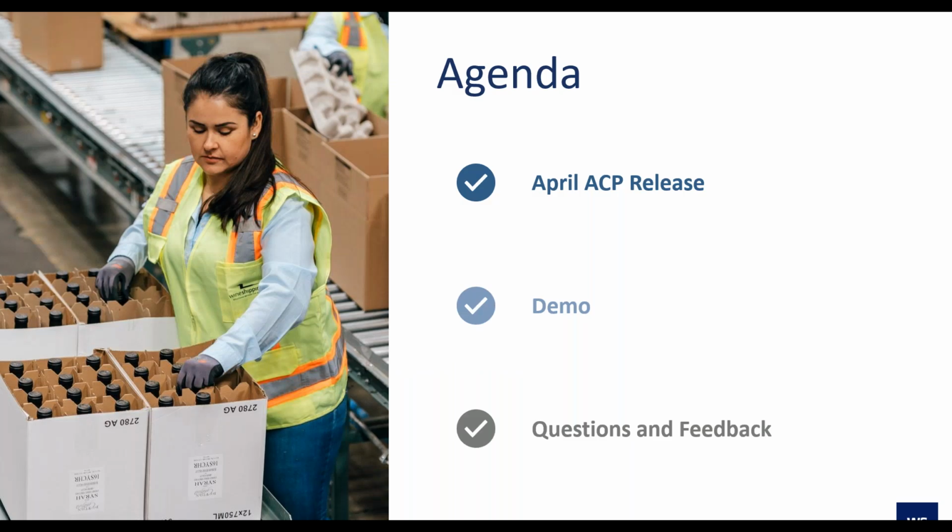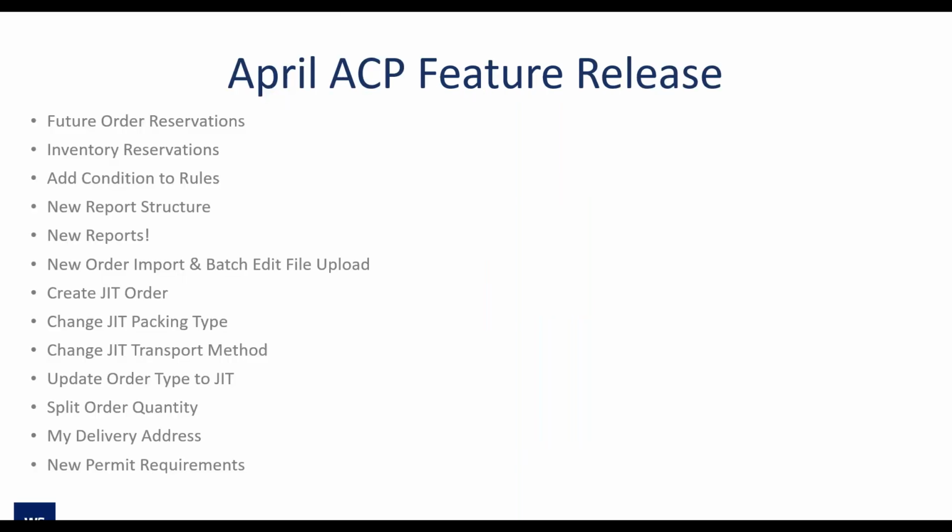So today's agenda, I'm going to review what we did in April. I'll do a demo, and we'll do some questions and feedback. There's a lot here. I'm going to be reviewing future order reservations, our inventory reservations, our rule center reports. If you use just in time as a service, we made some improvements there. Also, we changed where split order was, I think, last month, and now we've even improved the capacity and capability to split order.